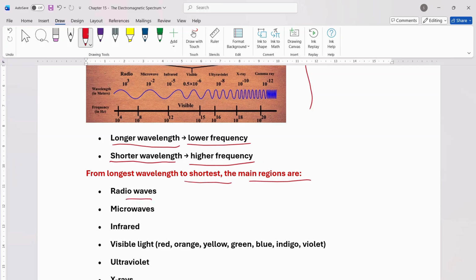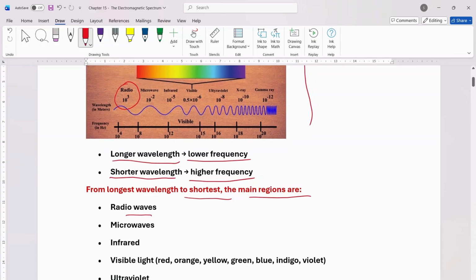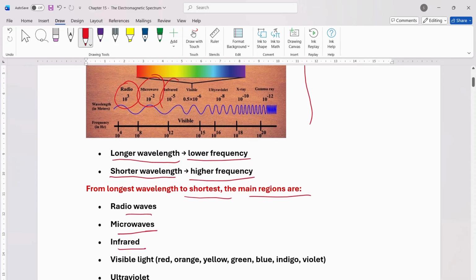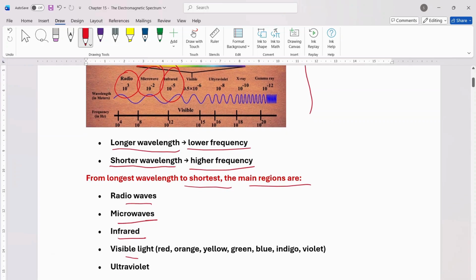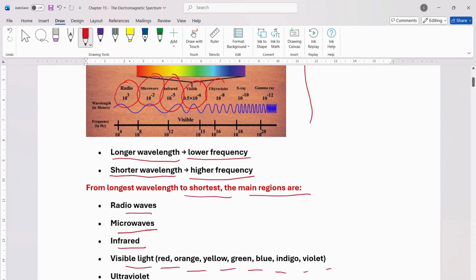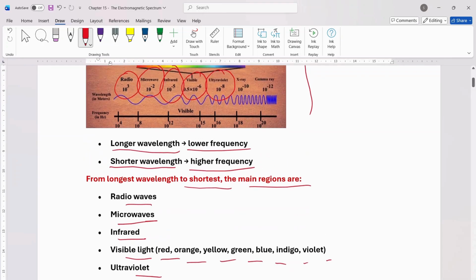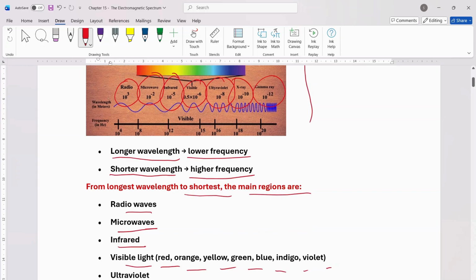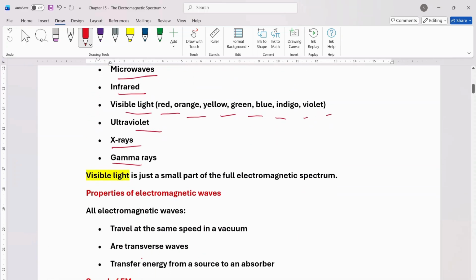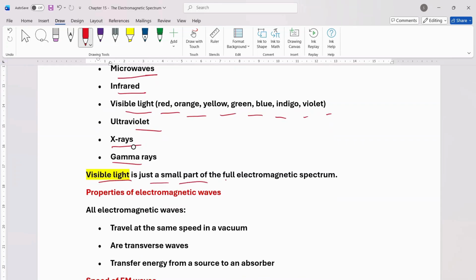Radio waves, these ones, microwaves, these ones, infrared, these ones. Similarly, we have visible light: red, orange, yellow, green, blue, indigo, violet. Then we have ultraviolet, these ones. Then we have X rays and gamma rays, which is these. Visible light is just a small part of the full electromagnetic spectrum.